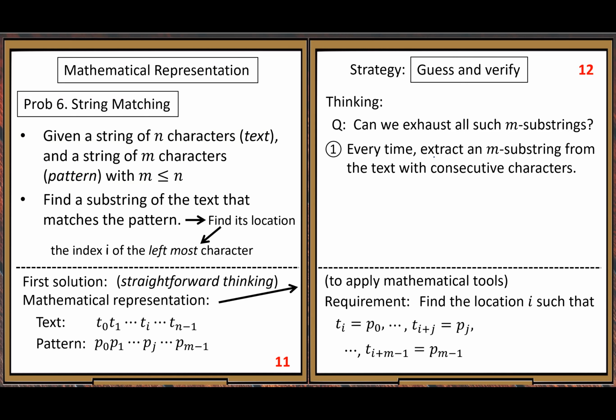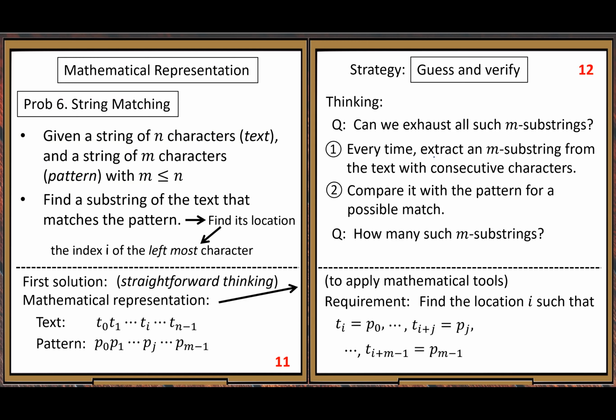Every time we extract an n string, a substring with n consecutive characters from the text, then we compare it with the pattern for a possible match. That's it. But the question is, how many such n strings? It's a counting question, right? Can you count the number of possible n strings in a given text?